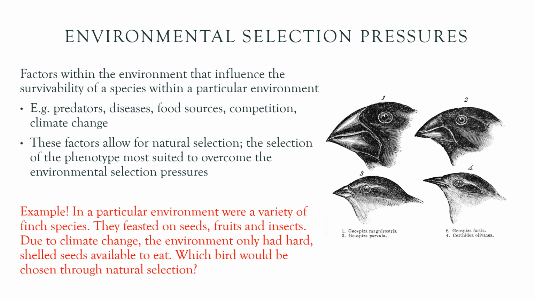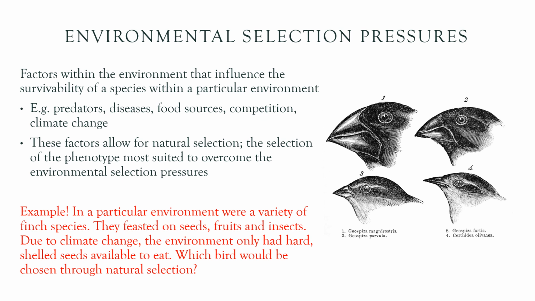So before we get into it, we're going to go through environmental selection pressures because these are the main reason that we need diversity in our allelic frequencies. So this is pretty much just any factor within the environment that can influence the survivability of a species. So it might be things like predators, diseases, food sources, competition, climate change, literally anything in the environment that may impact how an organism survives.